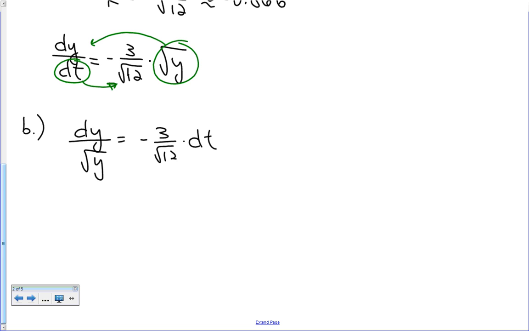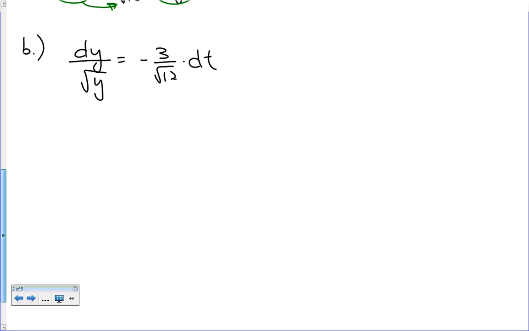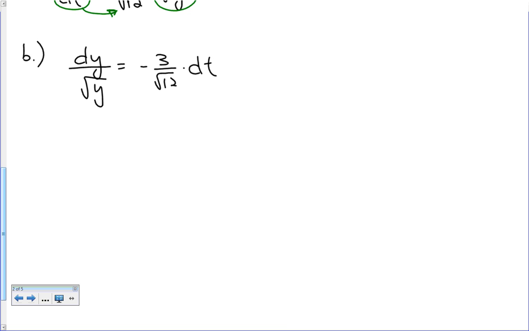Remember, we do need to integrate this, so I'm going to rewrite what we have on the left side so that it'll be in a form that I recognize for finding an antiderivative. Dividing by the square root of y. Well, taking the square root means that's the same as raising it to the 1/2 power. And dividing by that quantity means it's the same as moving that to the numerator with a negative exponent.